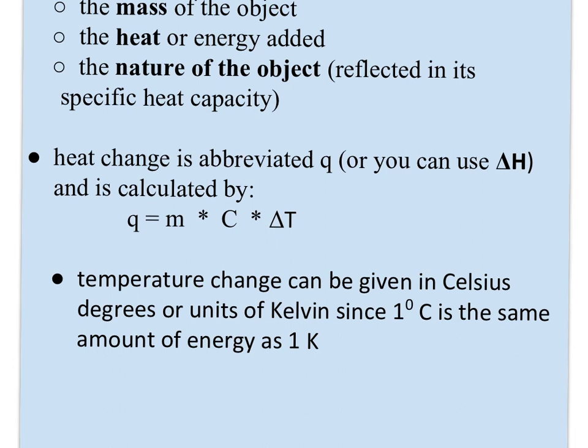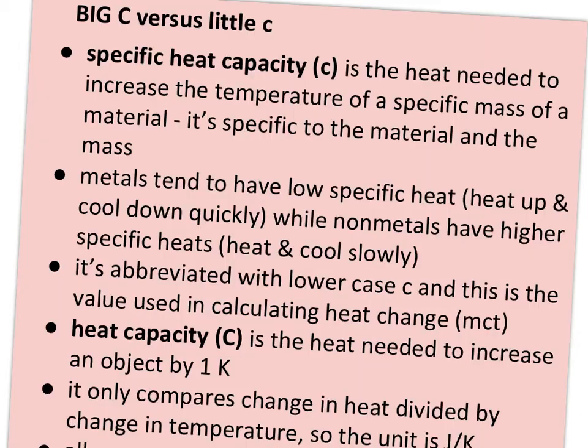And the temperature change can be given in Celsius degrees or Kelvin. You don't have to change to Kelvin because you're going to use the difference in temperature. And 1 degree Celsius is the same amount of energy as 1 Kelvin. So if you changed to Kelvin, subtracted them, and then converted back, you would have the exact same change in Celsius degrees. So in this case, it's okay to leave it in Celsius.